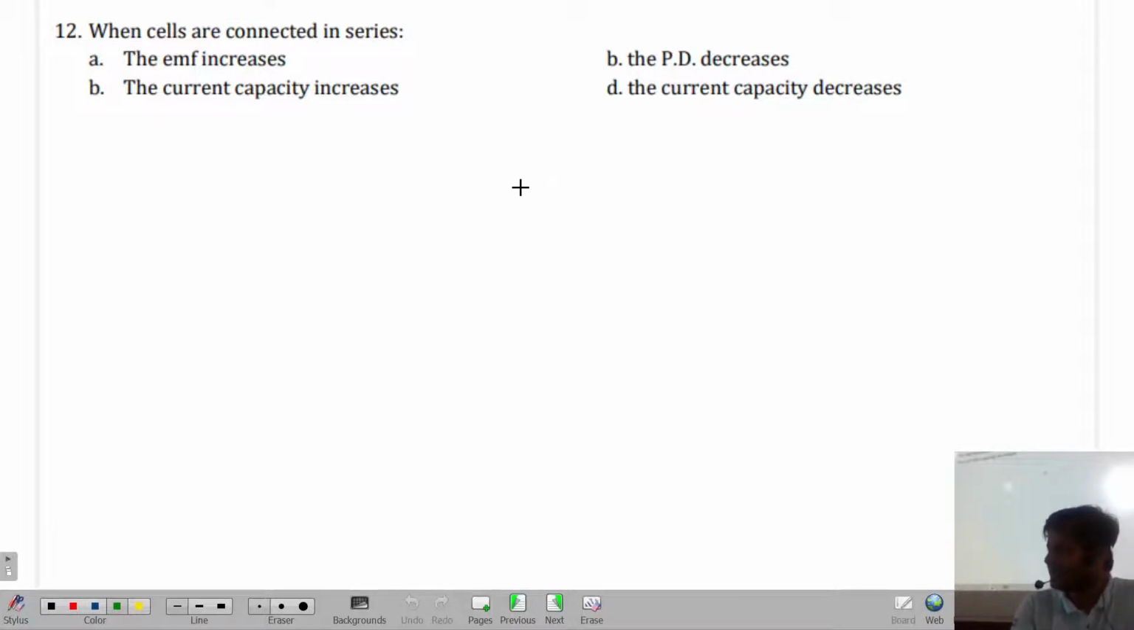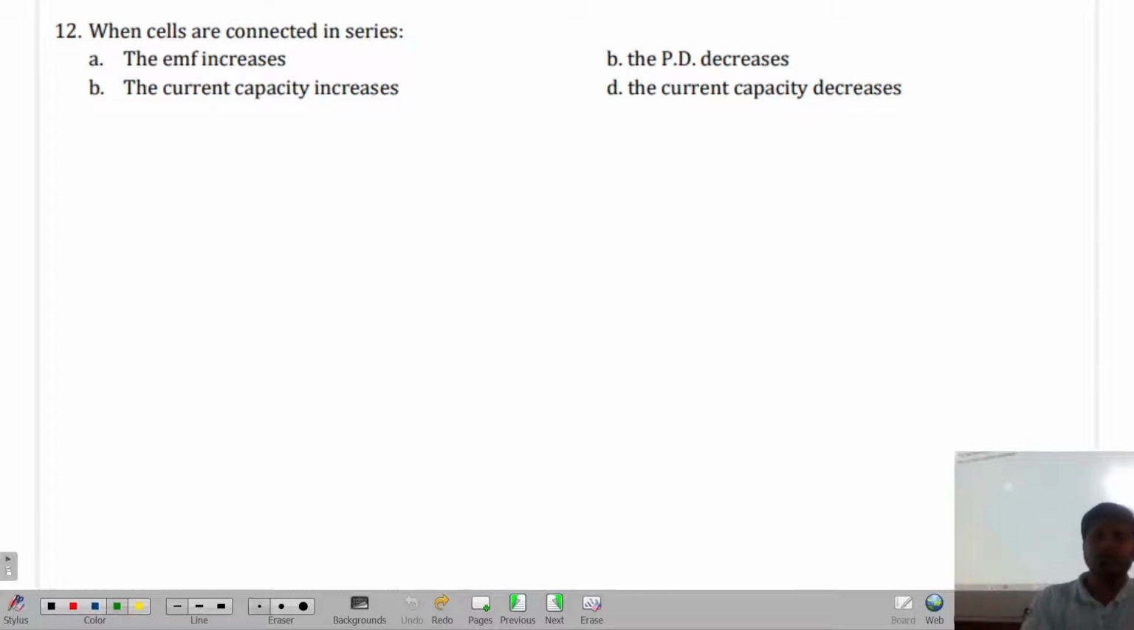Is current dependent upon potential difference? Can I write I directly proportional to V? If V increases, current increases. Can I say that? Yes, I can say that. But remember, this is only possible if you take one battery.